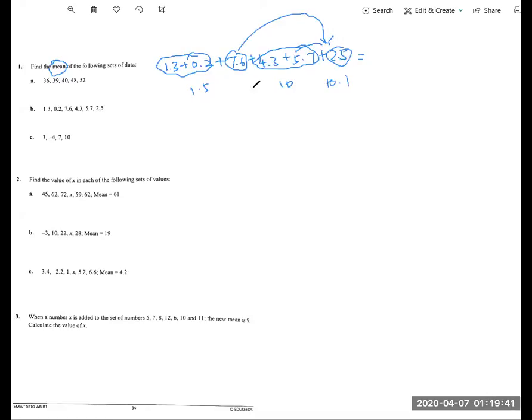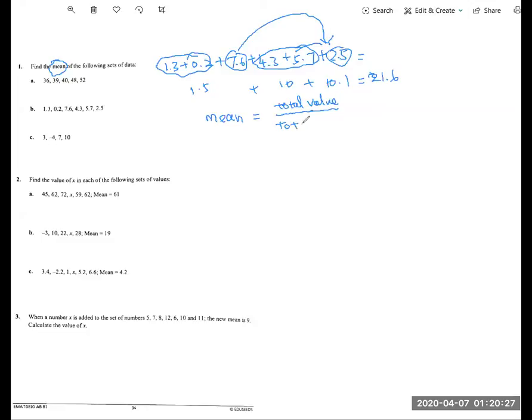Okay, now after that, let's add this together. That will give us 21.6. Okay, so the means is equal to the total value divided by the total frequency.